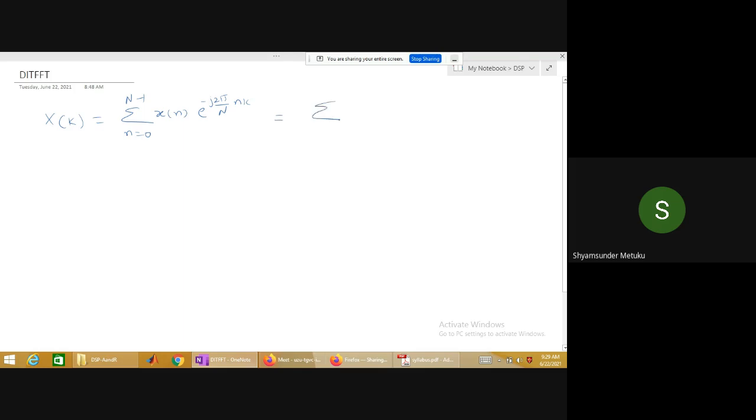Let me rewrite the same equation in terms of the twiddle factor. Can anybody tell how we can write it in terms of the twiddle factor? W base capital N power nk. Can I write it this way? Yes, sir. Because the twiddle factor is e power minus j 2 pi by N. Right or not? Yes, sir.